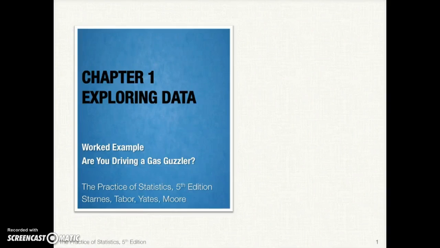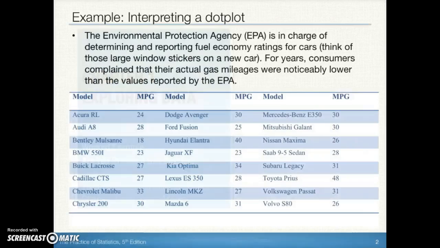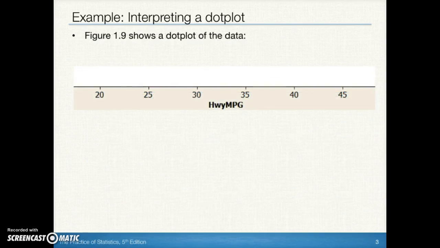In this example, we'll take a look at how to interpret a dot plot. The Environmental Protection Agency, or EPA, is in charge of determining and reporting fuel economy ratings for cars. For years, consumers complained that their actual gas mileages were noticeably lower than the values reported by the EPA. This table displays the EPA estimates of highway gas mileage in miles per gallon for a sample of 24 model year cars. Let's take a look at a dot plot of the data.